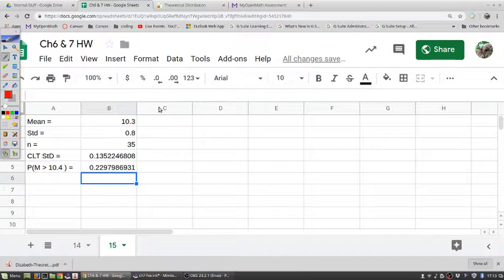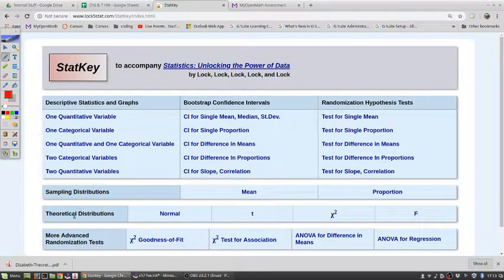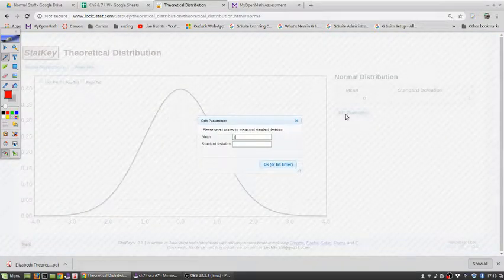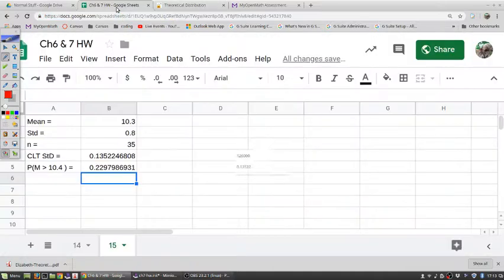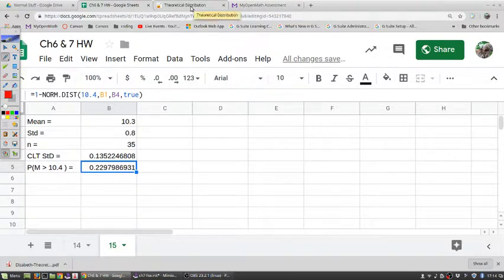So let's look at that in StatKey. So here's the graph in StatKey. To get there from the StatKey page, I want theoretical distributions, normal. And then I want to edit my parameters to set my mean. And that was the 10.3. And I have to calculate the standard deviation ahead of time. So I have to whip out a calculator, like in my spreadsheet here, take the old standard deviation, divide by the square root of the sample size. Calculator says 0.13522. I usually grab 4 or 5 decimal places.